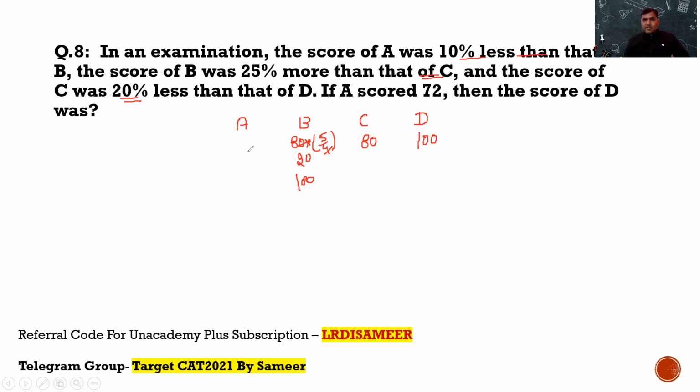And the score of A was 10% less than that of B. Score of A is 10% less than that of B. That means A's score will be 90.